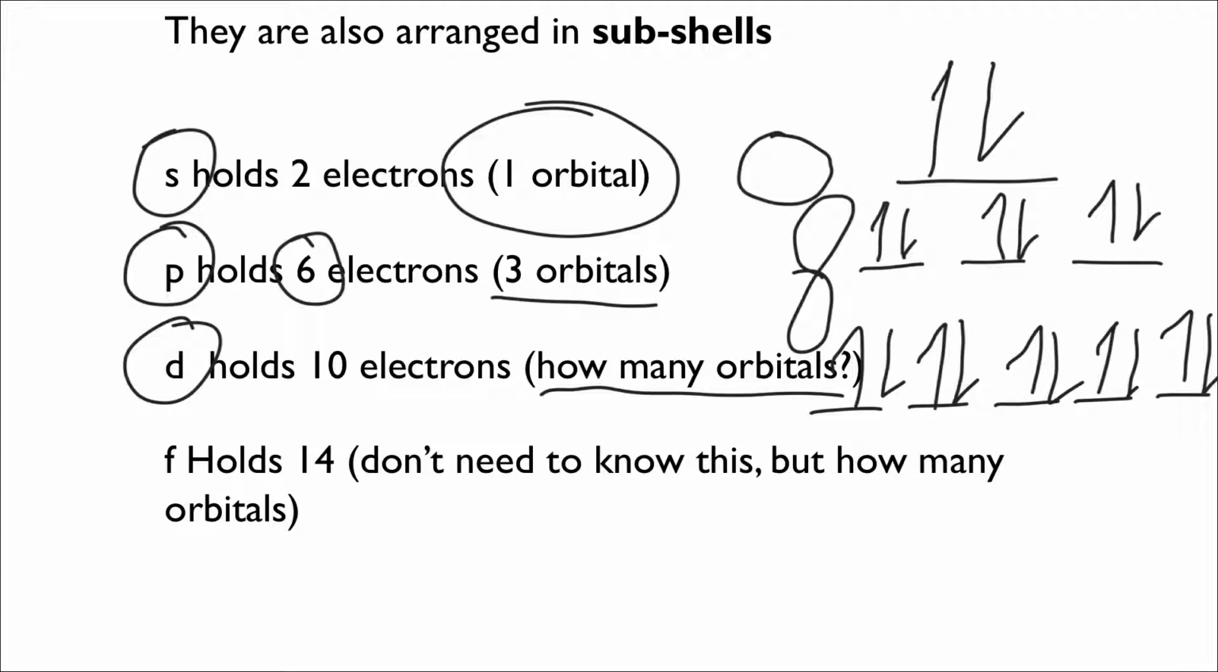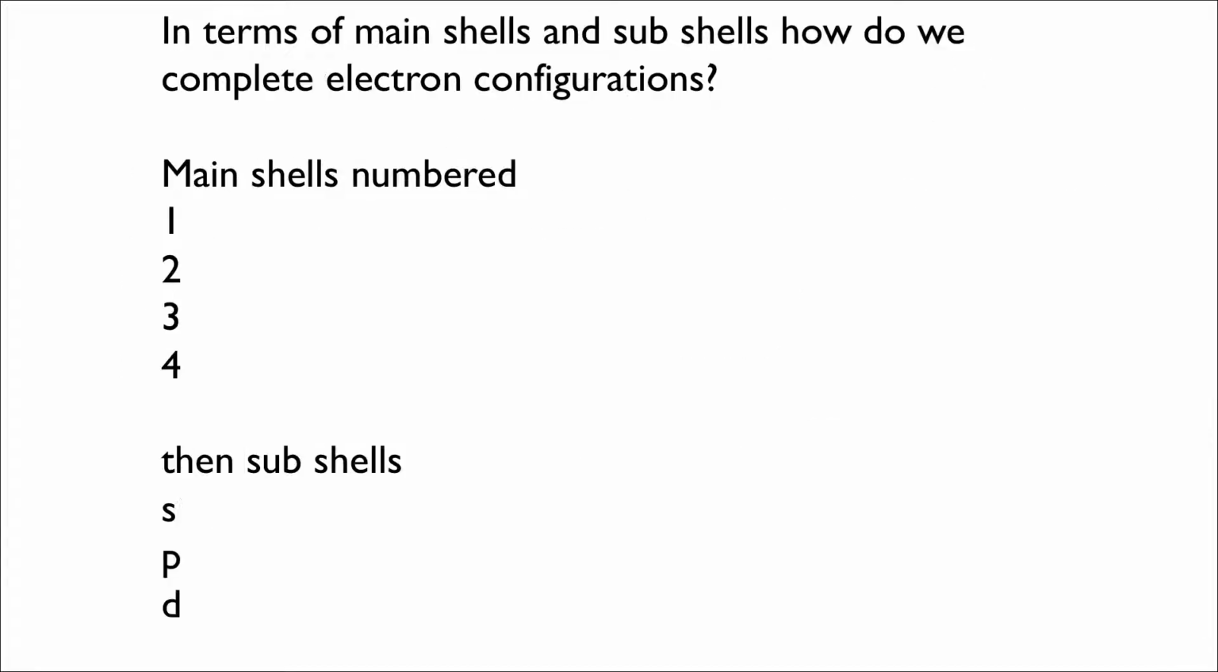The F subshell holds 14. You don't need to know this. You will not be expected at A level to do electron configurations involving the F orbital. The other thing, you are not expected to be able to draw the d orbital in any exam board for the UK. Okay, so how does this all come together?